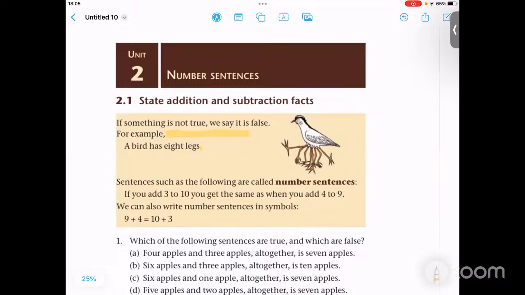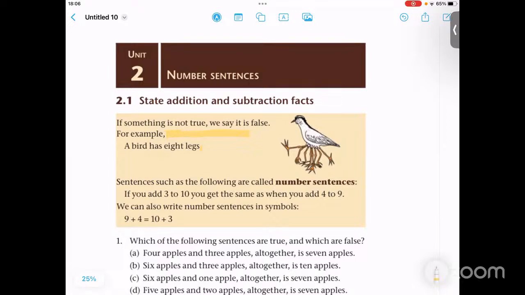So today I want us to look at the number sentences, and the first point under the unit is state addition and subtraction facts. They say if something is not true, that means it is false. So that means if something is false, then it is not true.